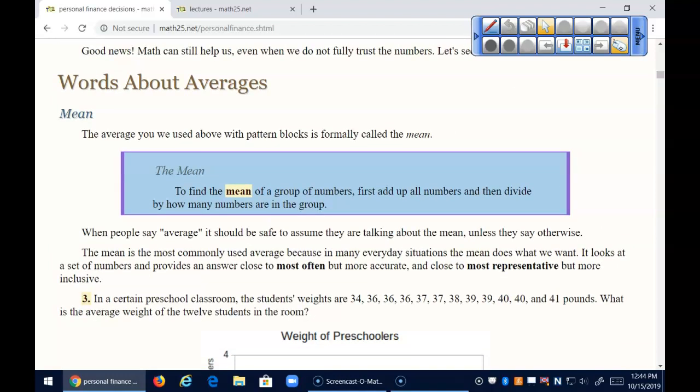Okay, but we want something that's not ambiguous. And so we need new definitions. The first one, you already know, it might just be a change of name. When you add up all the numbers and divide by how many, then the official name for that is the mean. It's not a great name.